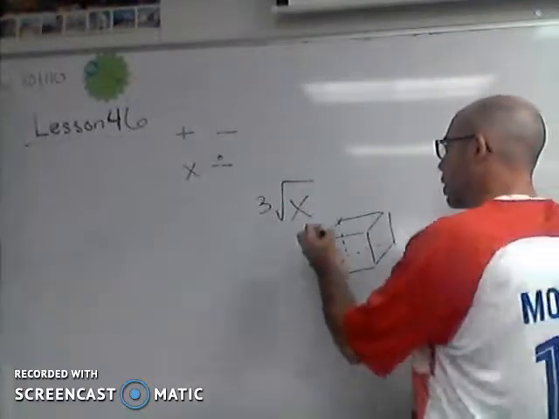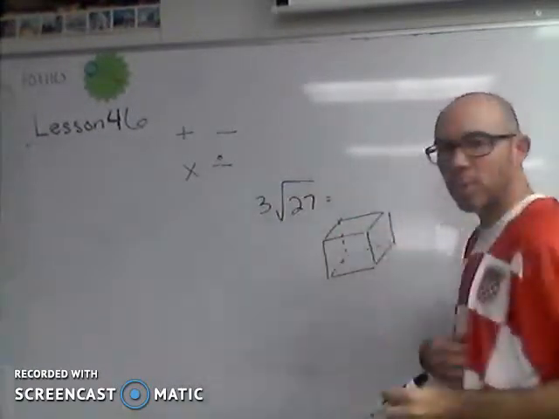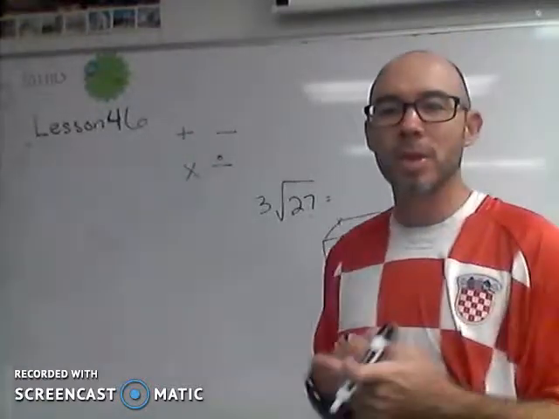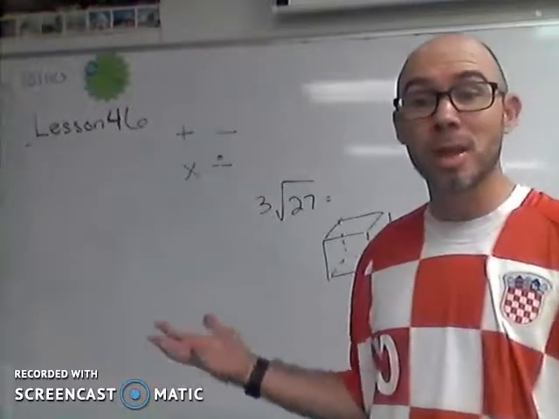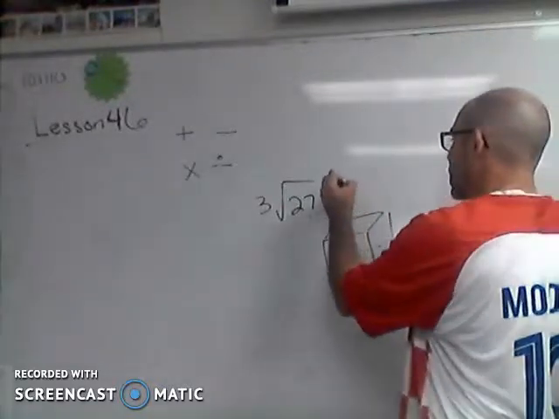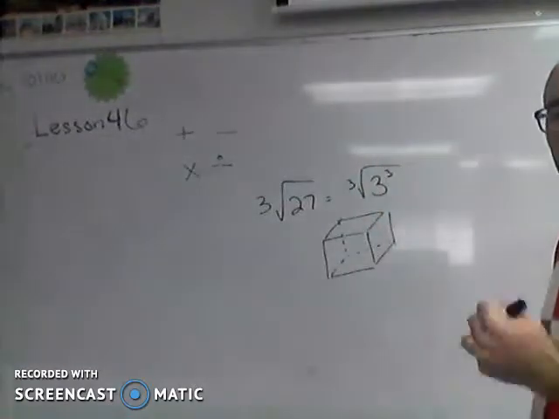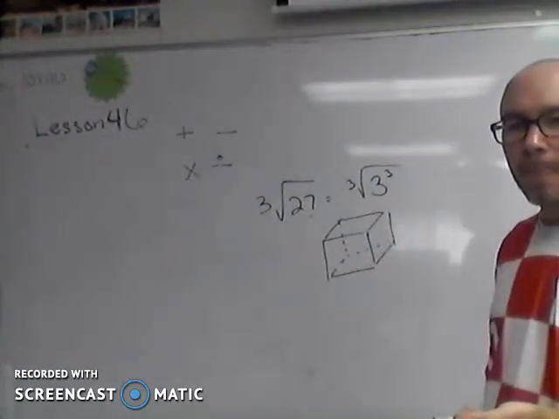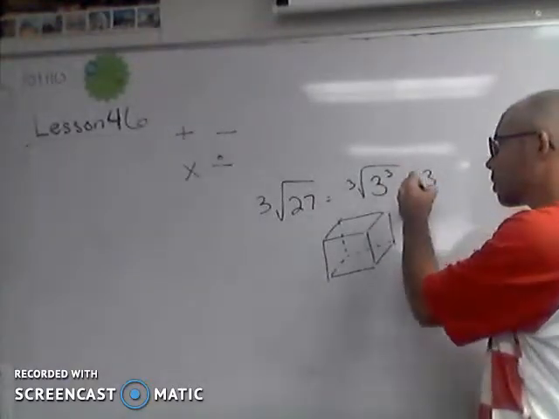So if we took the cubed root of 27, now this is where your number sense has to kick in. You have to think 27 is, well, it's 9 times 3, but 9 is 3 times 3. So what we're looking at is 3 times 3 times 3. 3 cubed is 27. And the cubed root of 3 cubed is just 3.